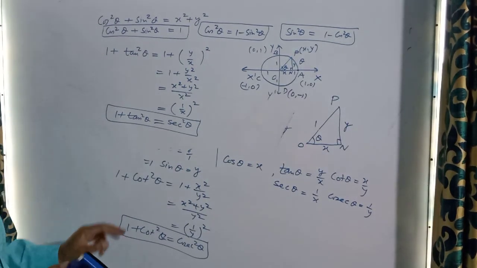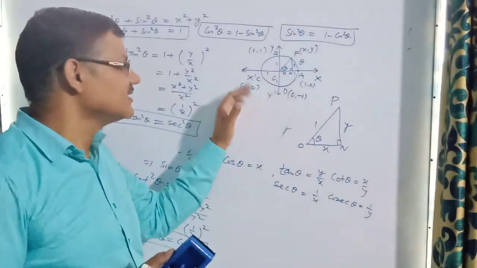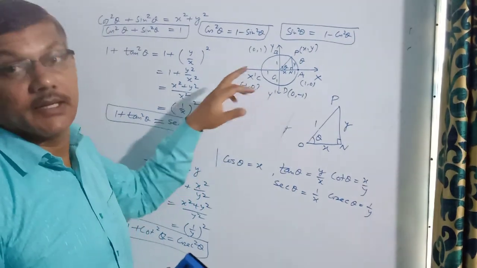As I know, it is not new for you, you already know, but here what is new is to prove this identity, or all these 6 ratios, using the concept of unit circle.